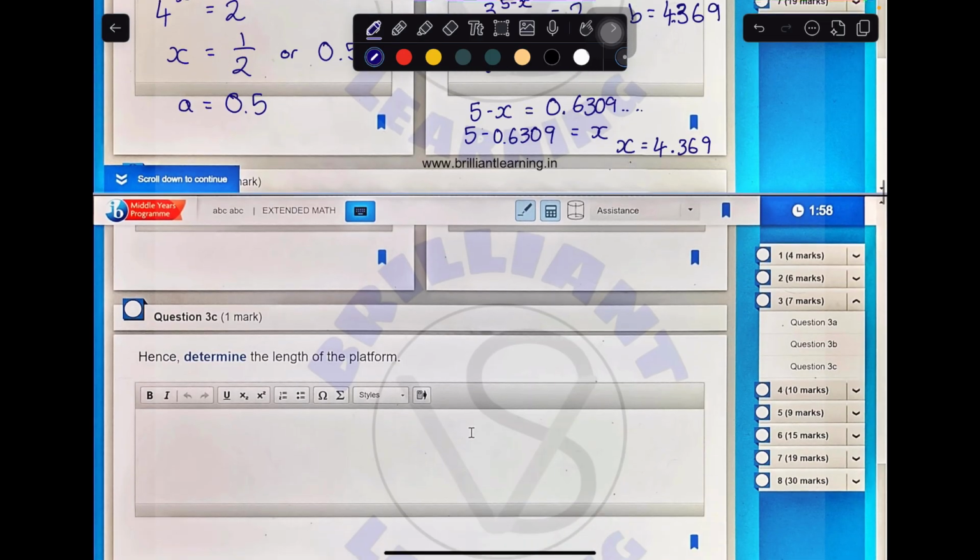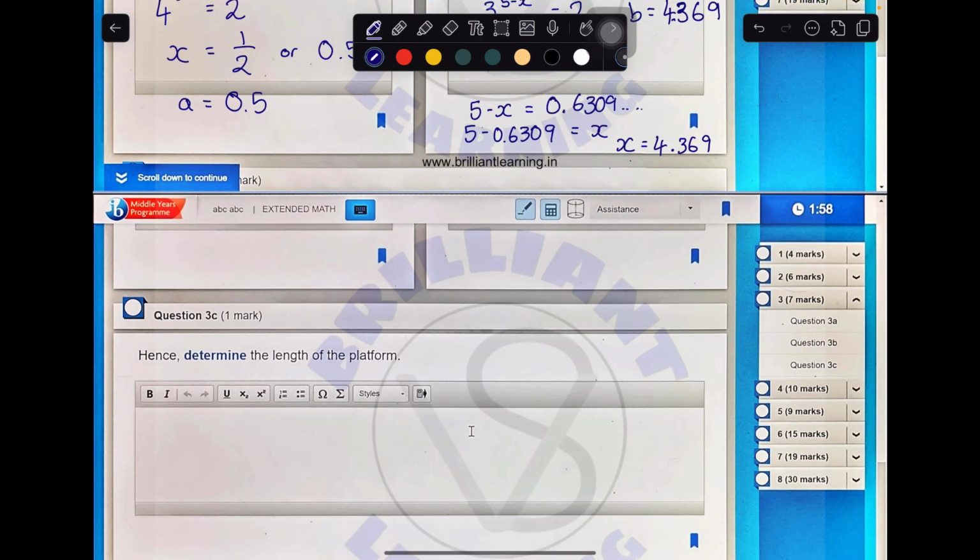Okay, so moving on, hence determine the length of the platform. Okay, so if we're going from an x value of 0.5, that's where the platform starts, and it's going all the way along to 4.369. We simply need to work out the difference between these two. So 4.369 minus 0.5, and that is going to leave me with 3.869.